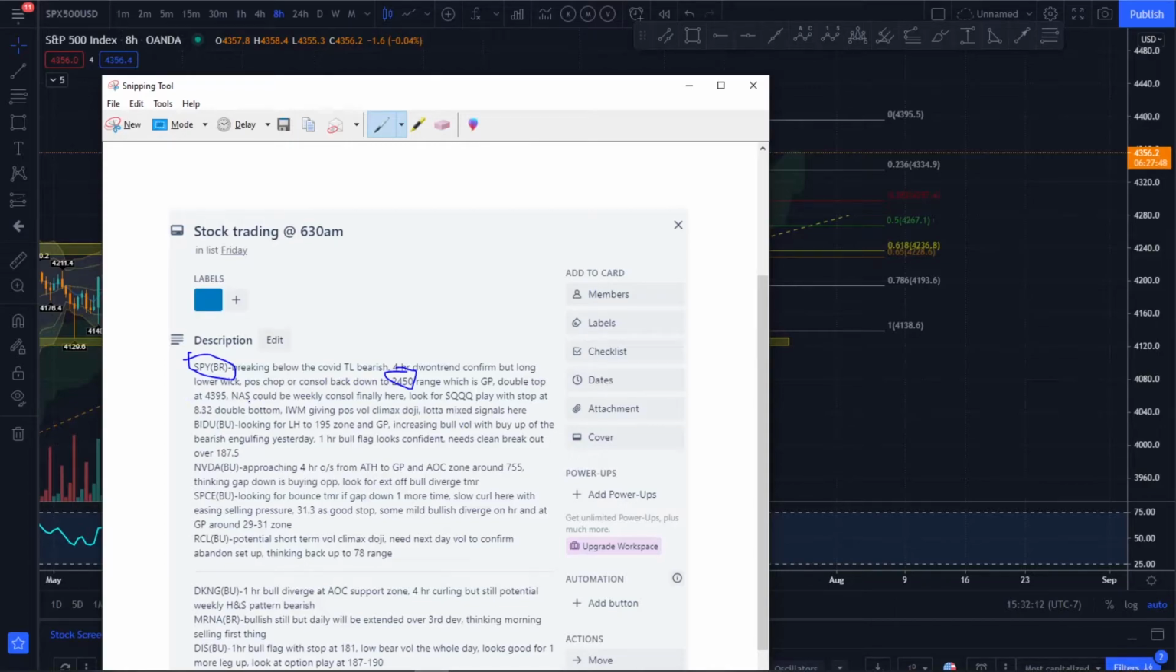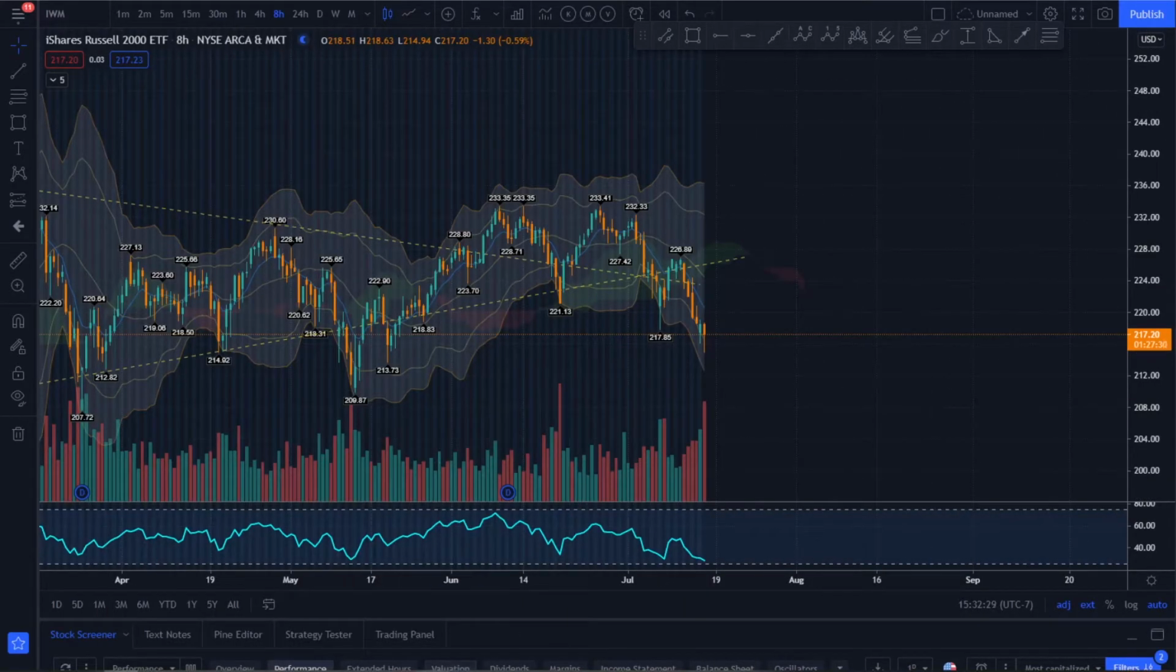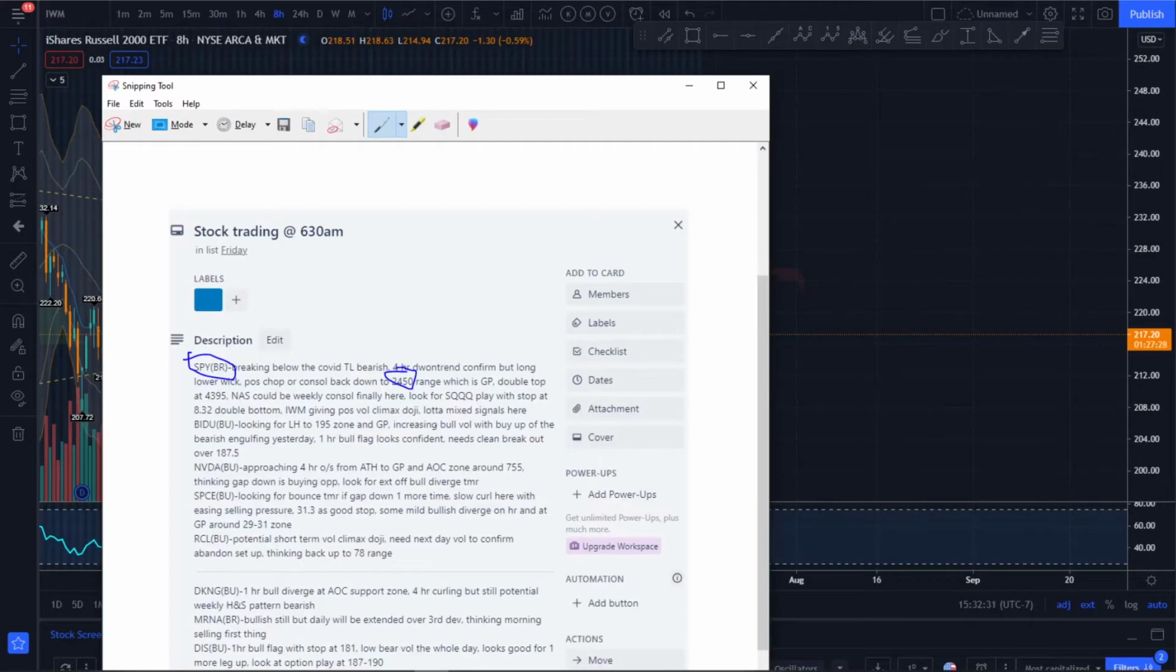Then I start looking at the NASDAQ. Could be weekly consolidation. Then I said I'm looking for an SQQQ play. QQQ is the technology sector. And could be an IWM. IWM is this right here, the Russell 2000. And it's giving a lot of mixed signals here. So that's where I'm telling myself I have to be patient and watch where the market goes.